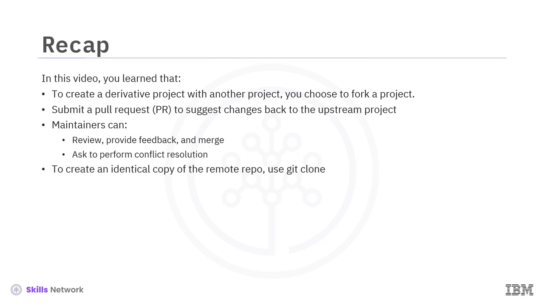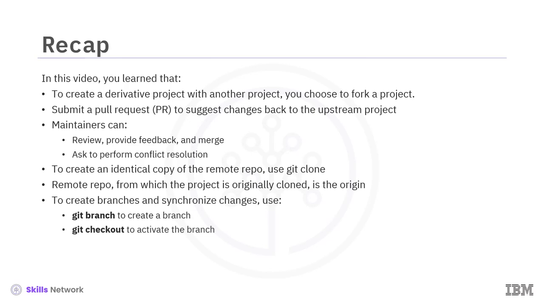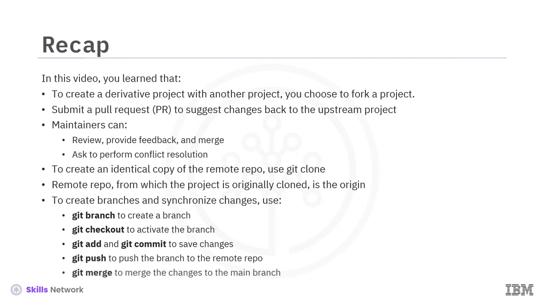You can create an identical copy of the remote repo using the git clone operation. The remote repo from which the project is cloned is also referred to as the origin. To create branches and synchronize changes, the git commands used are git branch to create a branch, git checkout to activate the branch, git add and git commit to save changes, git push to push the branch to the remote repo, and git merge to merge the changes to the main branch.